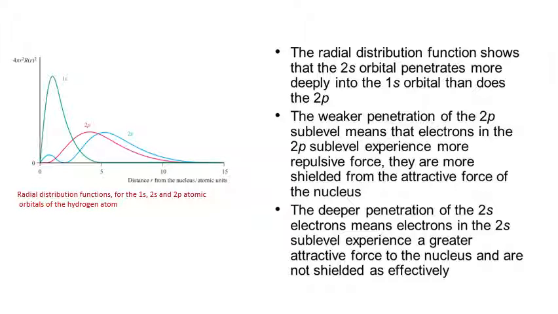If you look carefully at this radial distribution function for the 1s, 2s and 2p orbitals of the hydrogen atom, which is a 1s1 one-electron system, you will see that the 2s orbital, shown in blue, penetrates much deeper into the 1s orbital. This is the 1s orbital plot.